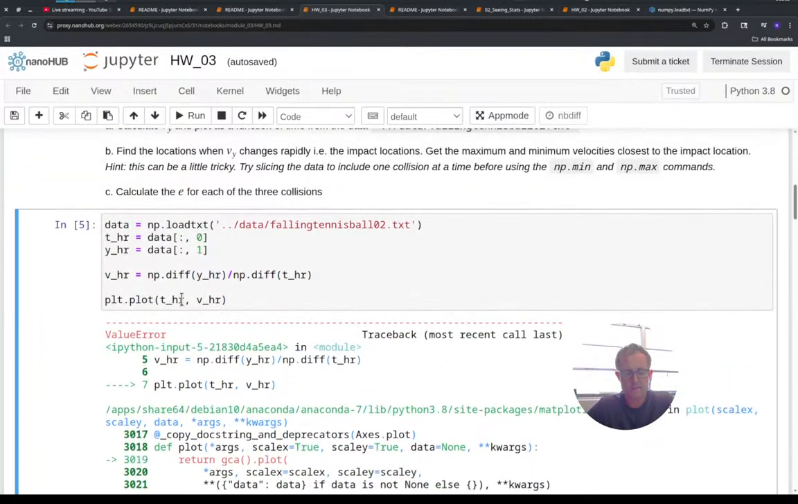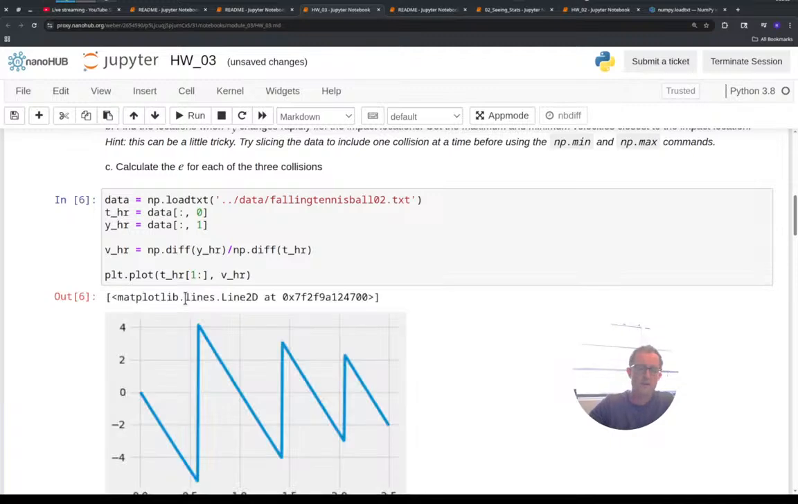And this is the only difference between a forward difference and a backward difference. If I say 1 to the end, that's a backward difference. The first slope is based on time 1 and time 0. If I say the first slope is based on time 0 and time 1, that's a forward difference. I'll use backward. The data is so dense, it doesn't really matter.